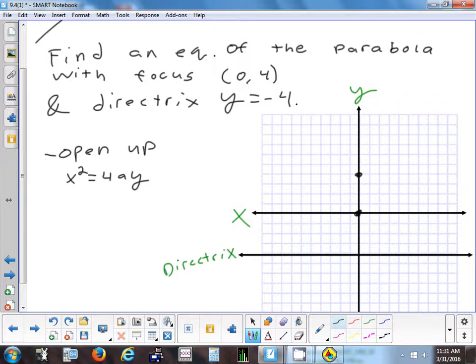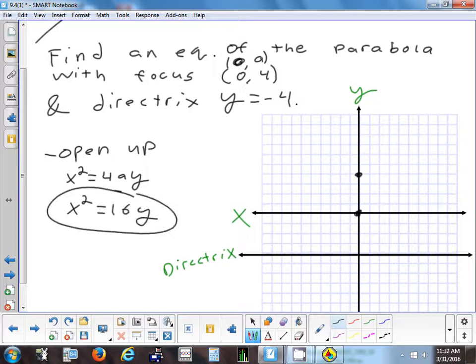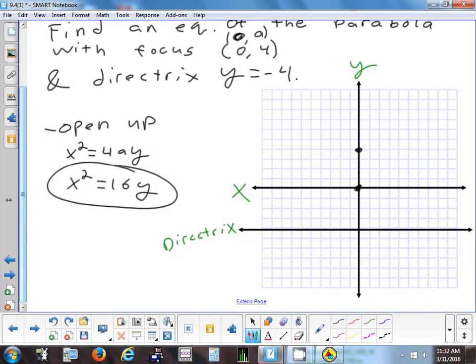And keep in mind the focus, they gave me that, so what's my value for a? 4. Okay. The focus, if you read your chart, is of the form 0, comma a. 0, a. So a must be 4. So what's my equation? X squared equals 16y. Which, again, could be rewritten like this. These are both correct.